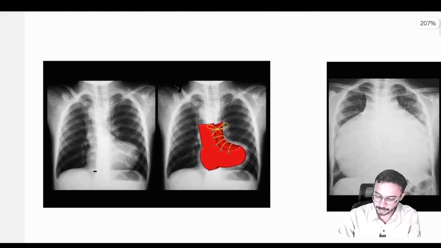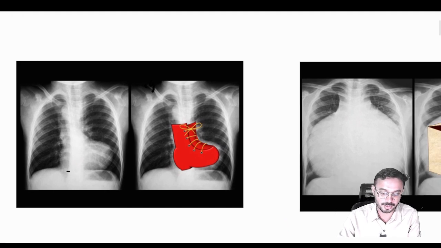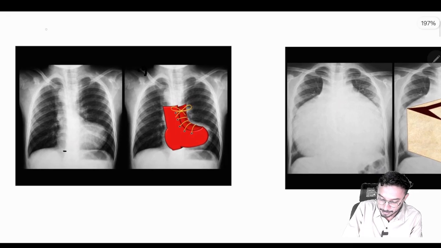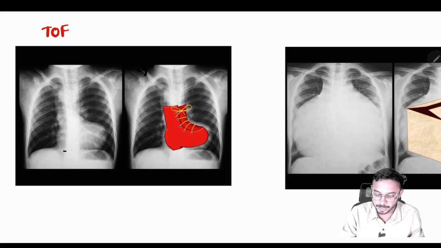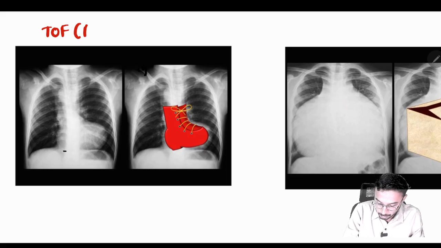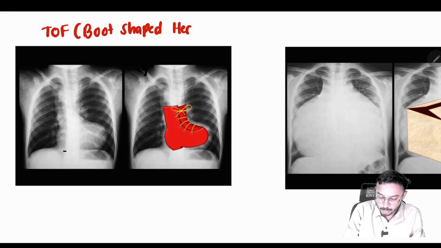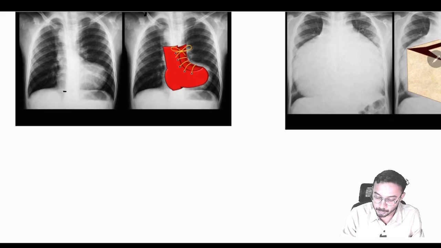Look at this and tell me what this is. This is a boot, also known as boot-shaped heart. Boot-shaped heart is seen in tetralogy of Fallot. I have taught you tetralogy of Fallot in my earlier classes also. So what is the reason for this boot-shaped heart?